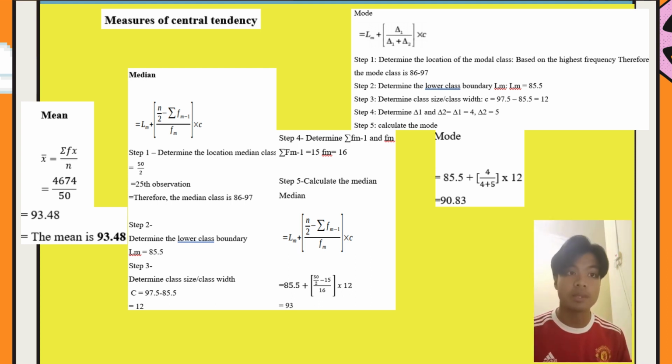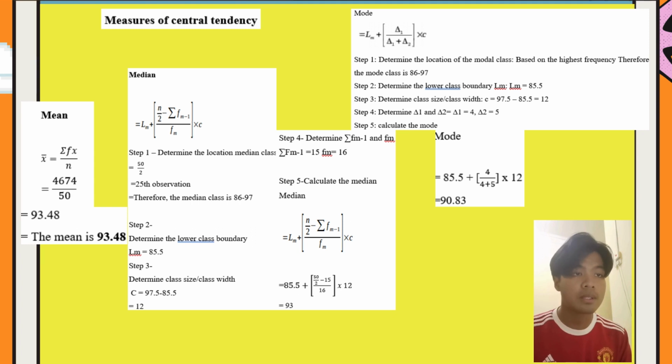Next, we're going to find the mode. Use the formula as shown on the slide, and we will get to step 1. Determine the location of the mode class based on the highest frequency. Therefore, the mode class is 86 to 97. Step 2. Determine the lower class boundary. LM equals 85.5. Step 3. Determine the class width. C equals 97.5 minus 85.5. So we will get 12.